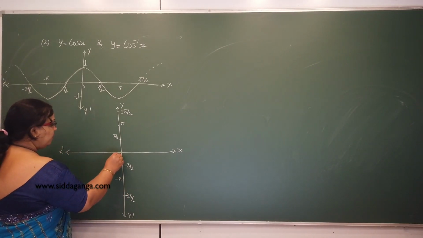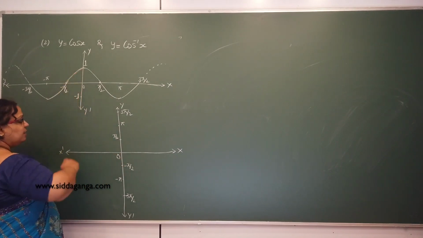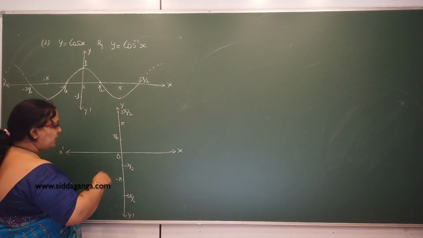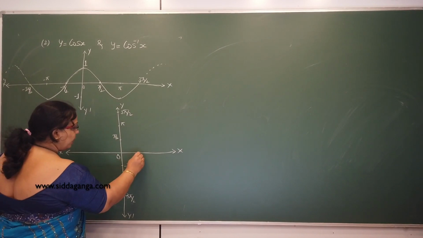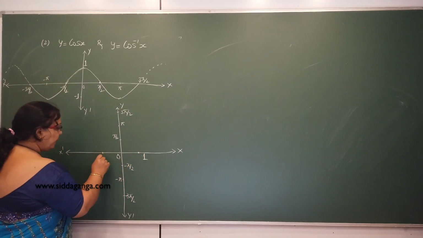Here we know that cos 0 degree is 1, therefore cos inverse of 1 is equal to 0. This is 1 and minus 1.